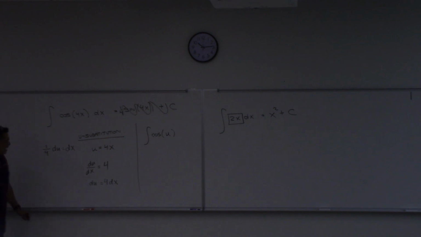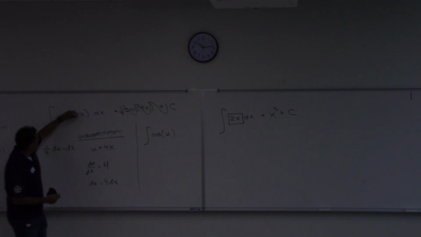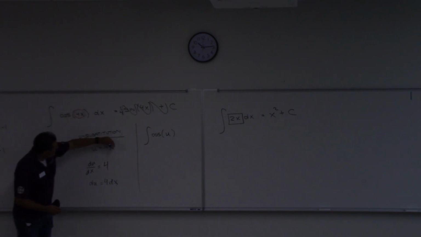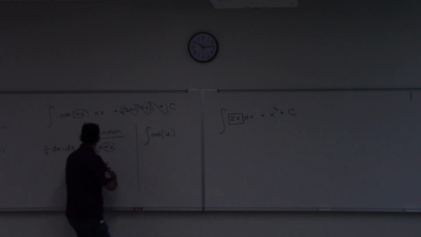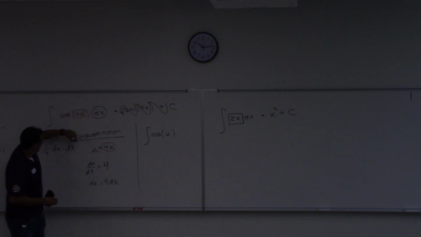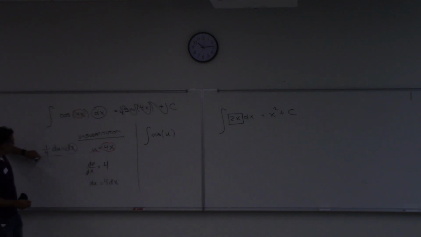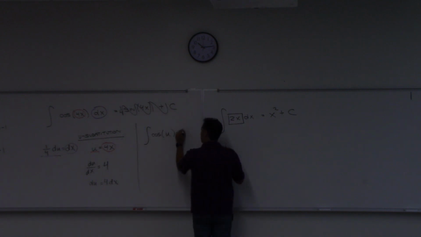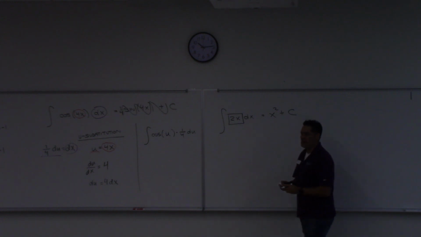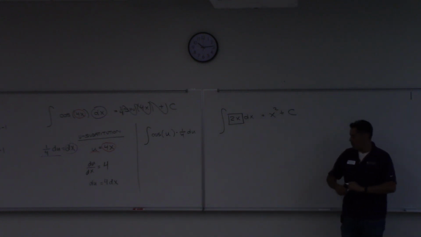Now I can replace it. See, I had replaced the 4x with what? U, right? But now I'm going to replace the dx with 1/4 du. So over here, I'm going to put 1/4 du, right? 1/4 du like that. That's the replacement.